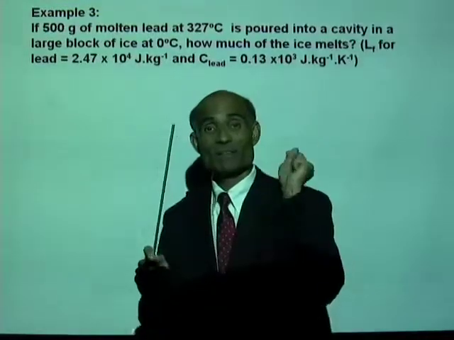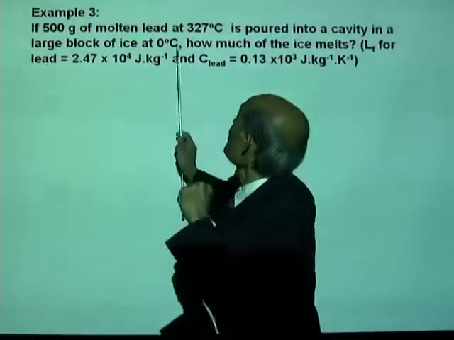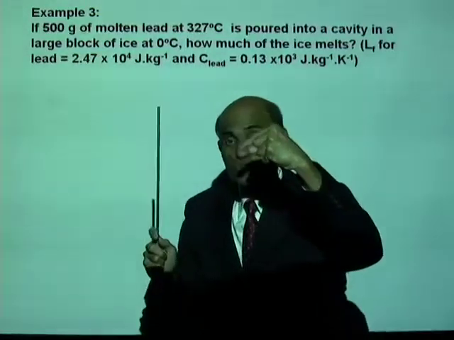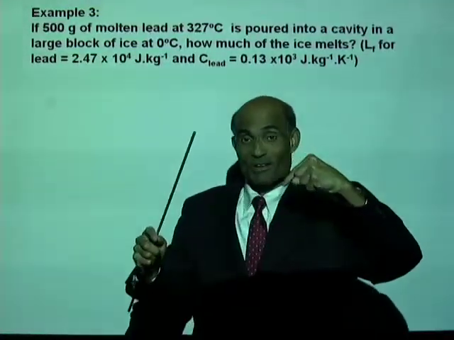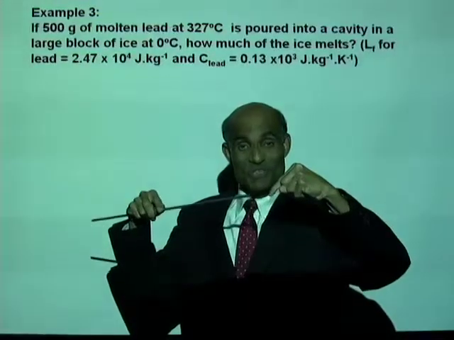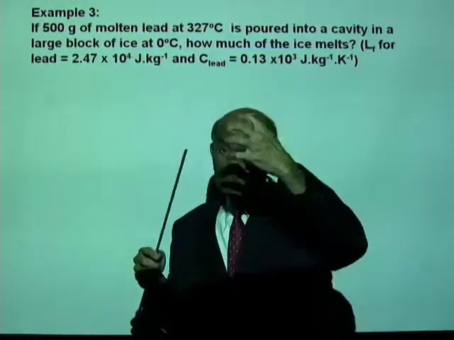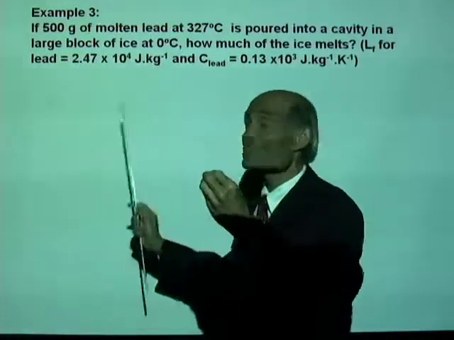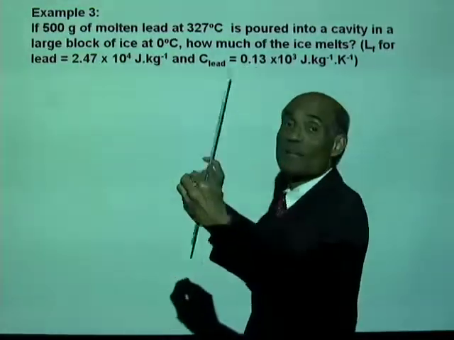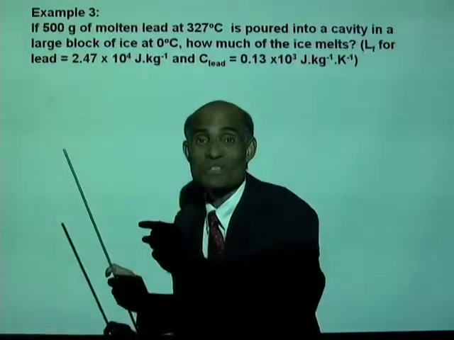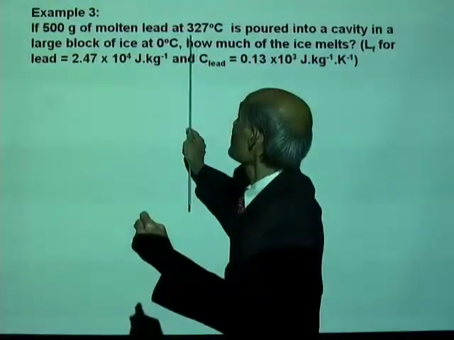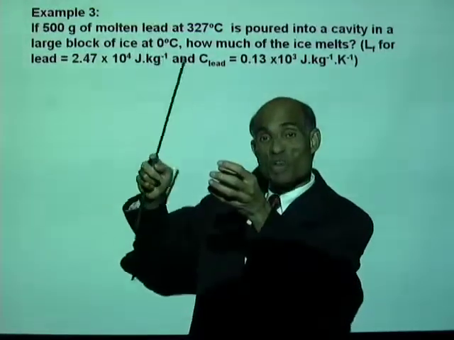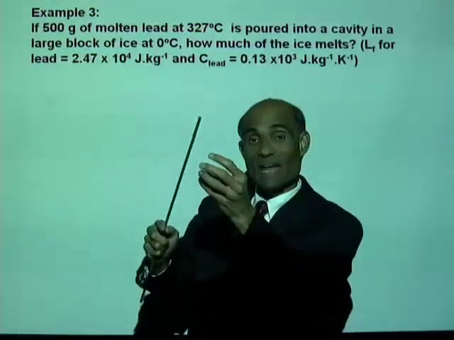And then the solid lead at 327 degrees Celsius will lose its temperature to what temperature? To 0 degrees Celsius, the temperature of ice, liberating an amount of heat, mass times specific heat of lead, that is given here, times the change in temperature. The change in temperature is 327 minus 0. So you can see the total amount of heat lost by lead.